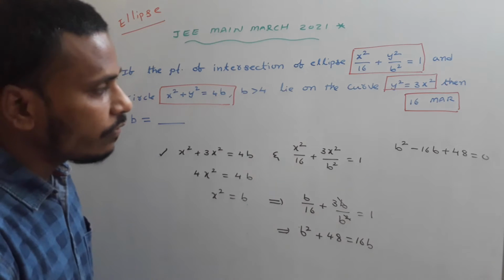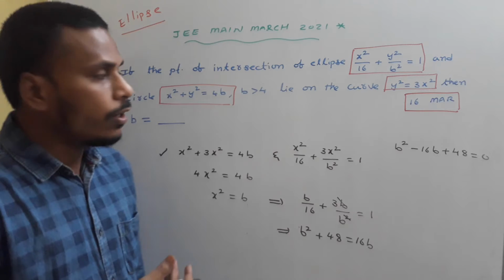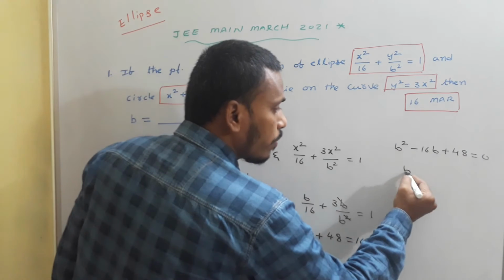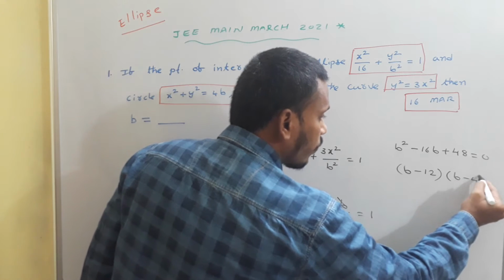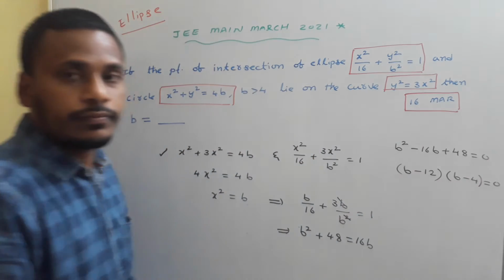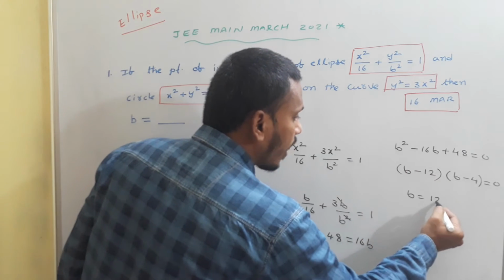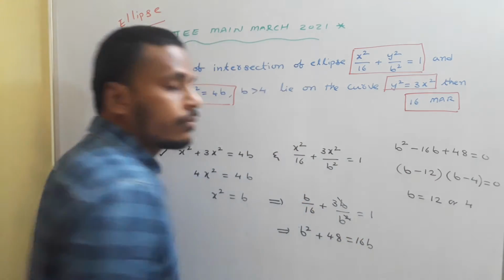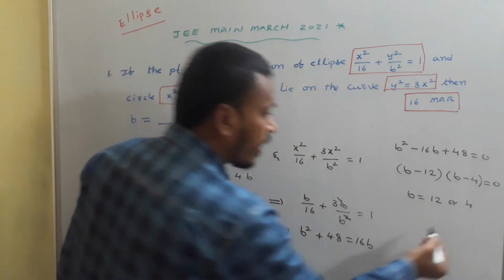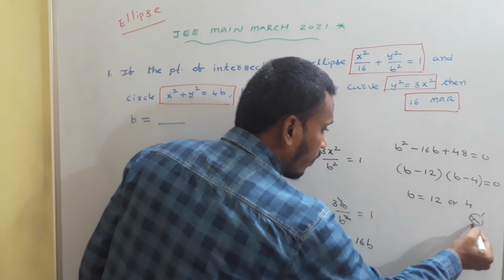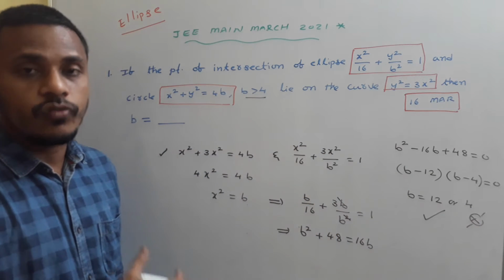To get b, we need to factorize. 12 fours are 48, 12 plus 4 is 16. So this is simply b minus 12 into b minus 4 is equals to 0, right? So finally, what is b? b is equals to either 12 or 4. But as they mentioned b is greater than 4, we need to neglect this 4 because it is not greater than 4. We need to accept this 12. So at the end our answer is 12.